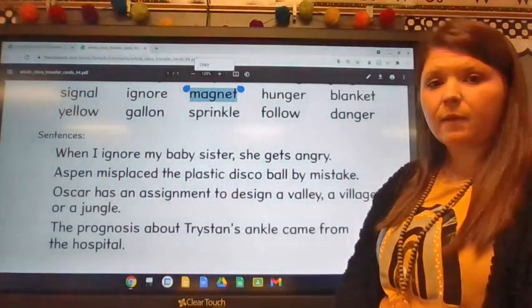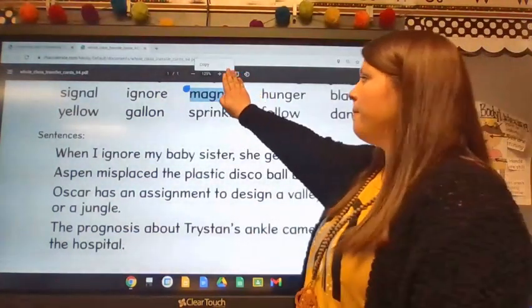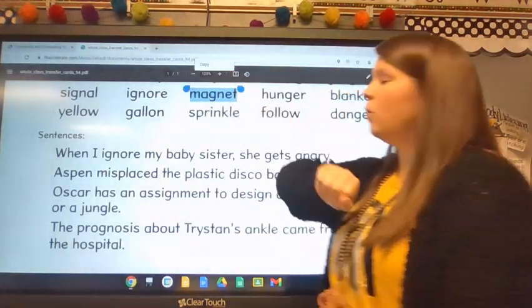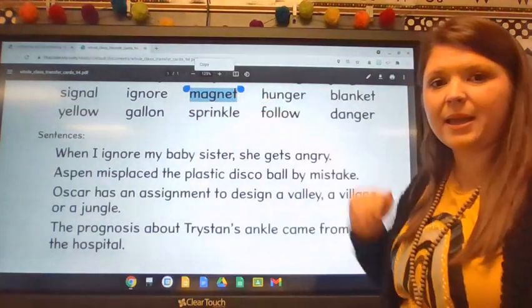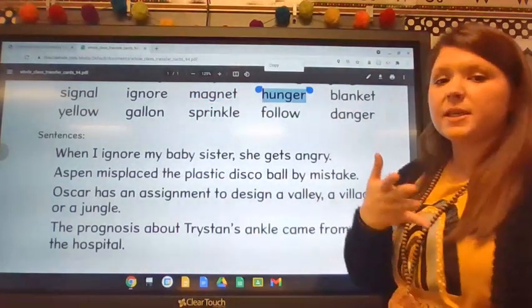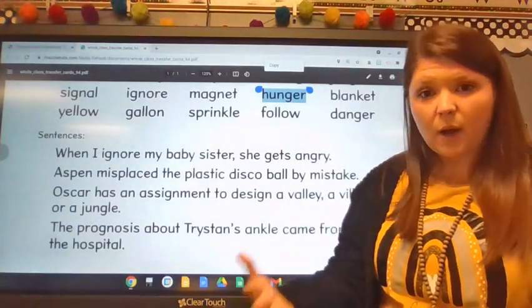All right, what's the first syllable? Mag. What's the second syllable? Net. What's the word? Magnet. Great job. All right, now let's look at this word. This word follows that special vowel combination.